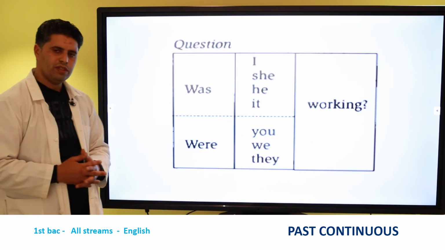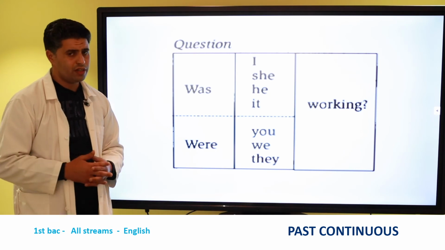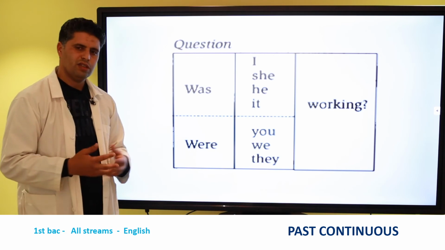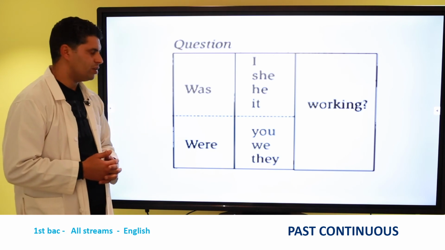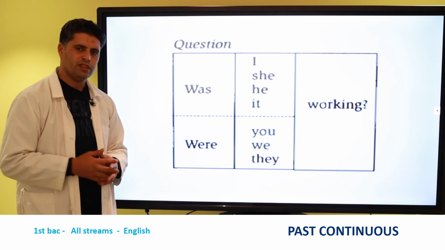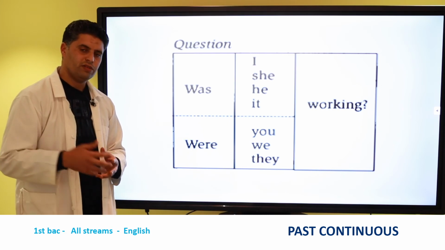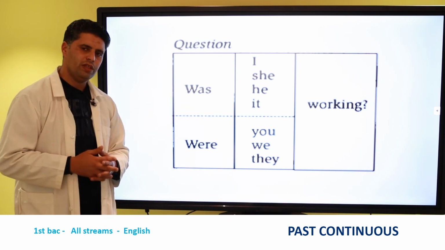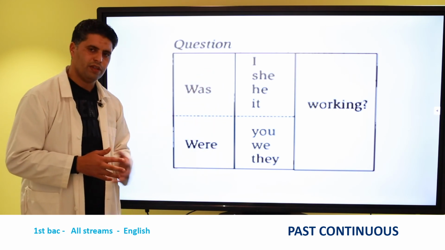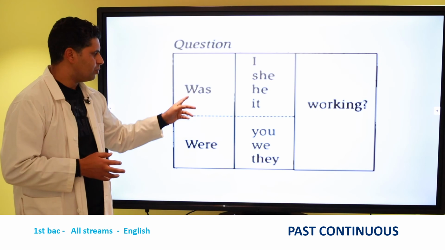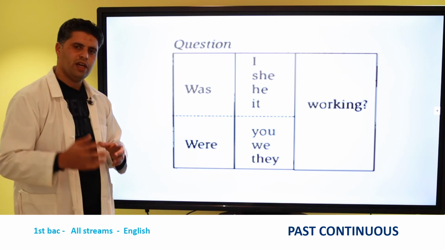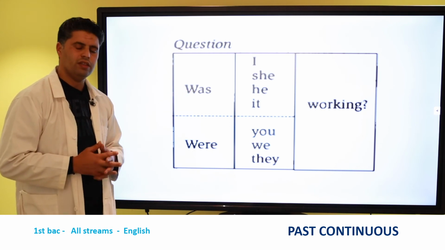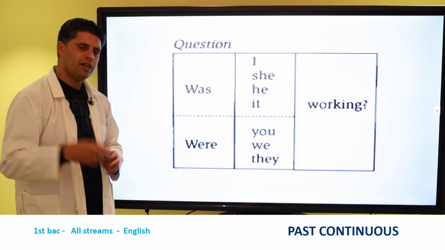Let's take the last form, which is the interrogative form, and you know that the interrogative form is mainly used to make questions. You know that with all the tenses, if you want to use the interrogative form, you have to make the inversion of the subject. So here the verb to be comes first and the subject pronoun comes second. So we start with the verb to be, then we add the subject pronoun, and last we add the gerund form of the verb. So, was I working?